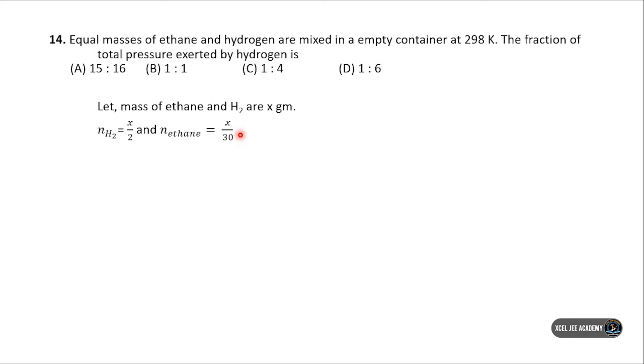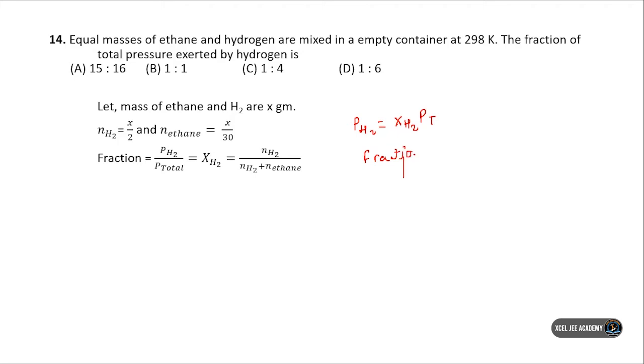to x by 30. We have to find the fraction, and we know that the partial pressure of hydrogen is equal to the mole fraction of hydrogen multiplied by the total pressure. Okay, so the fraction which we have to find will be equal to the partial pressure of hydrogen divided by the total pressure, which is equal to the mole fraction of hydrogen.